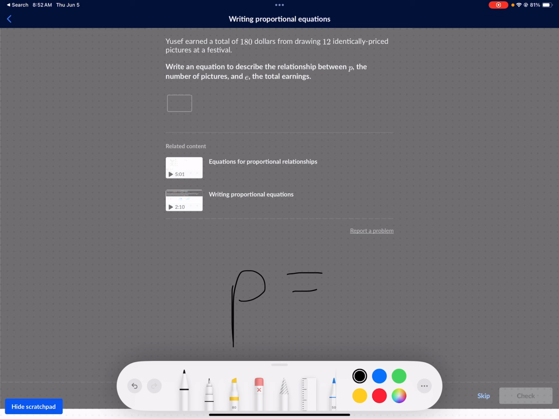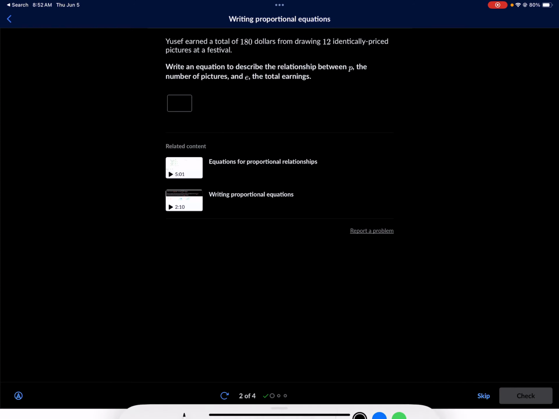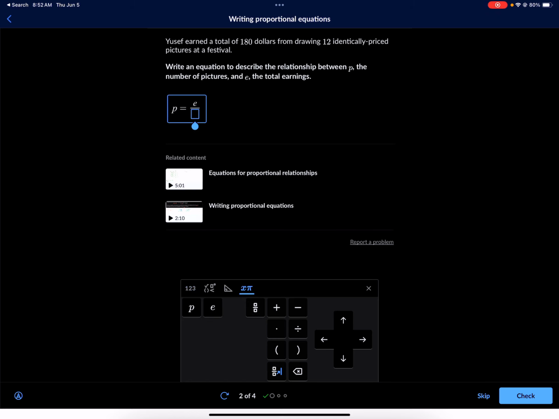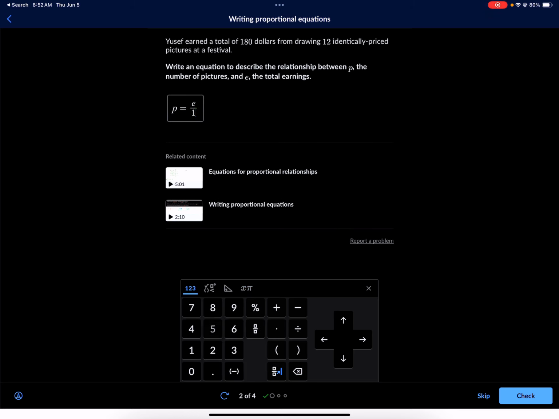So I'm going to pull out my calculator here, and we're going to see what we need to get. And it looks like 15, so it would be E over 15, because if we plug in that, we get 12. So that means we have P is equal to E over 15. So if you got that right, good job.